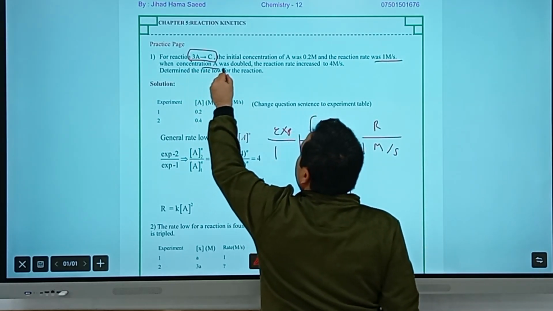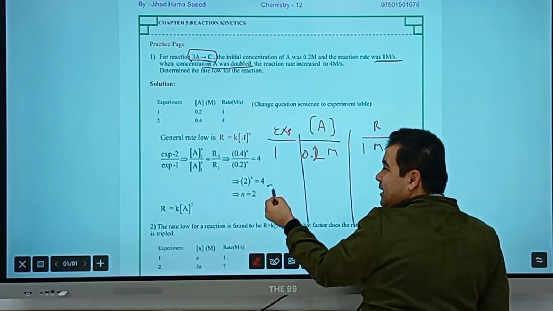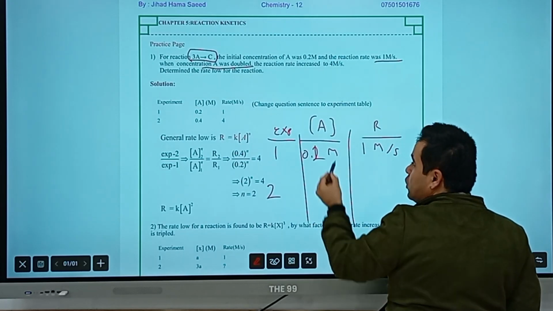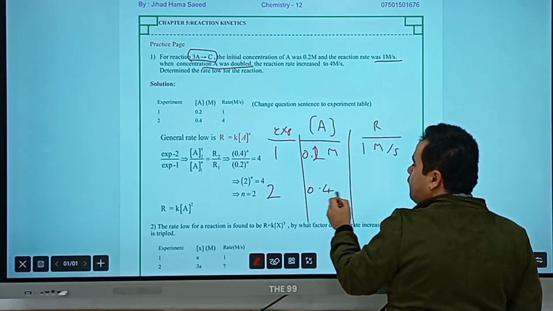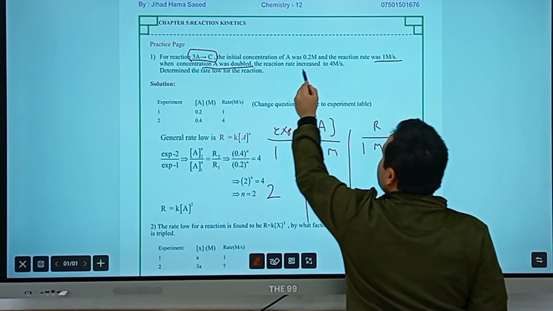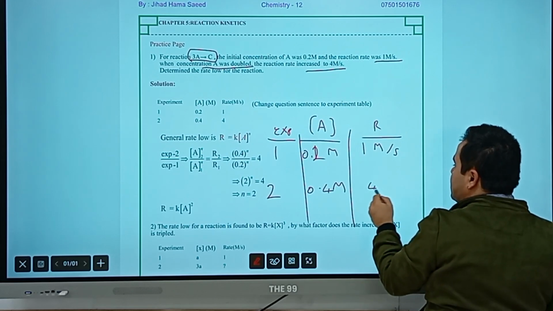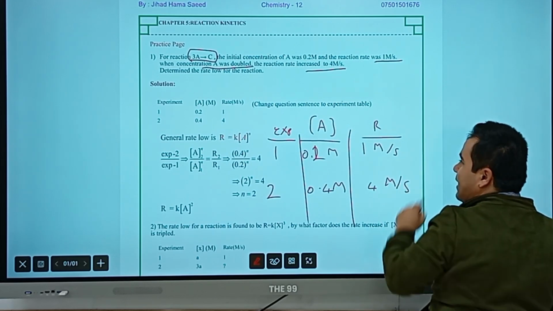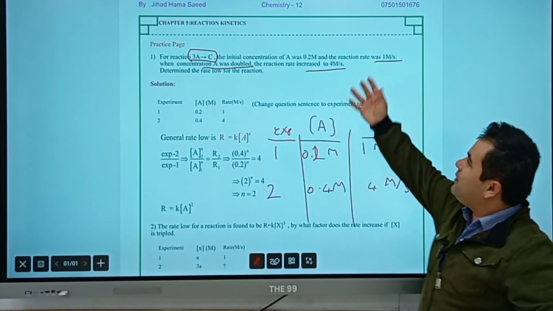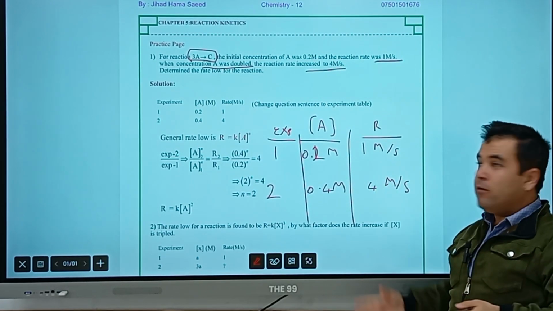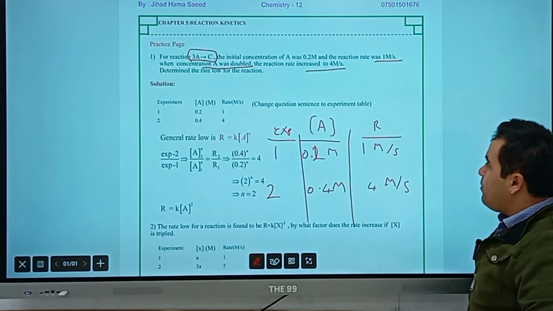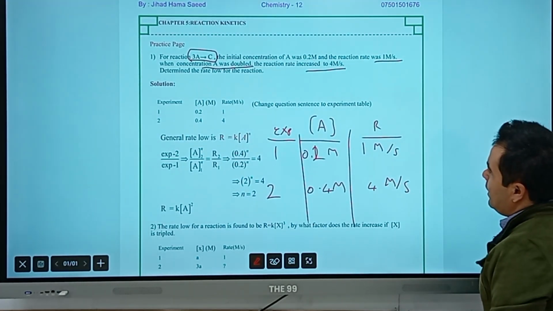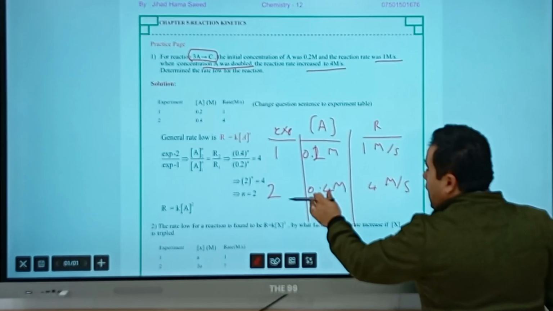When the concentration of A was doubled, so second experiment, doubling the concentration of A, it becomes 0.4 molar, which increases the rate to 4 molarity per second. That's how we convert the statement into a table. So simply here you'll be able to solve for the order.